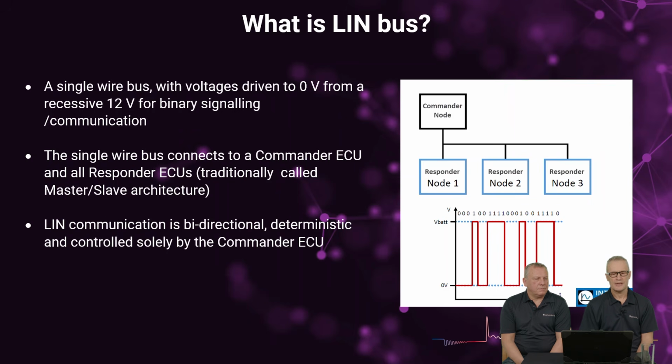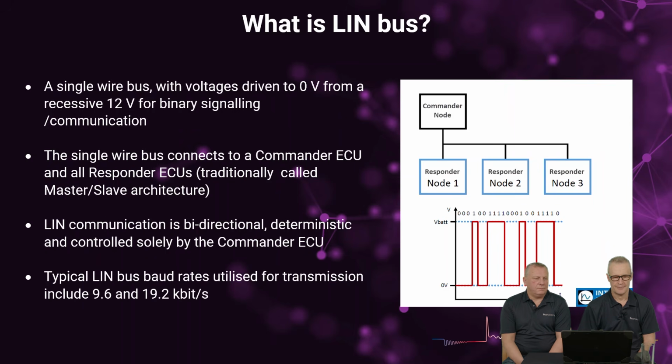LIN communication is bidirectional, deterministic and controlled solely by the commander. So basically nobody speaks without a request from the commander ECU. And typical LIN bus baud rates, there's that term, baud rate, utilised for transmission include 9.6 and 19.2 kilobit per second. You'll see when you use the decoder feature of PicoScope how these can automatically be selected.